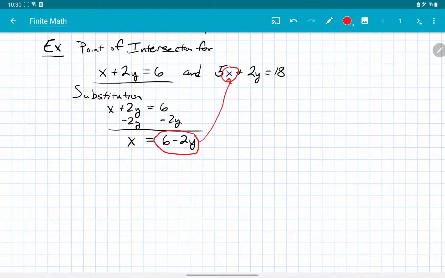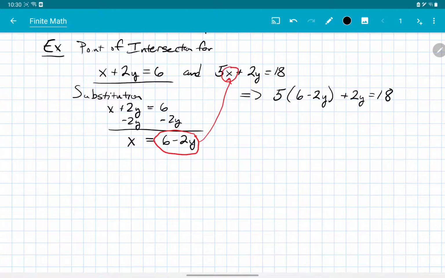Okay? So let's show how that works. So instead of 5 times x, it's whatever x is equal to. And there we have 5 times 6 minus 2y, and then plus 2y equals 18.